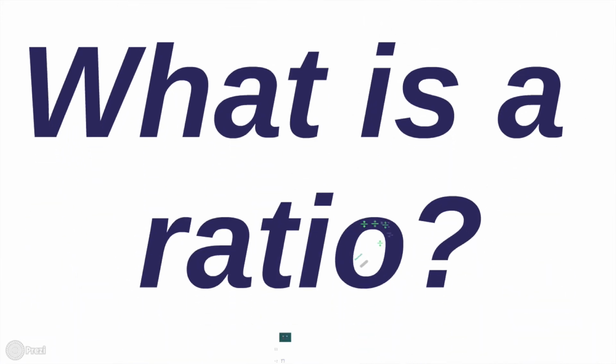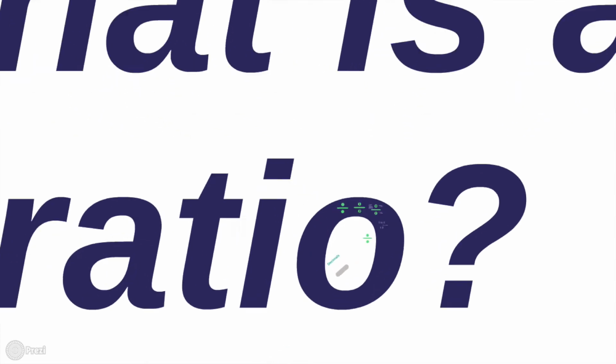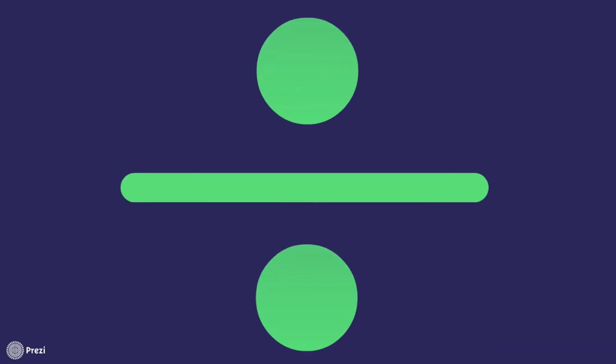But it is time to investigate and to explain what a ratio really is. So let's look at this symbol. What do you see? A division symbol? Or a dot over another dot? Well, it's both. It's a ratio and a division sign, because dividing is making a ratio.